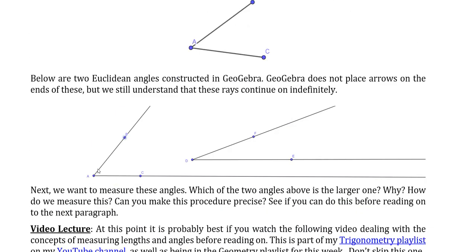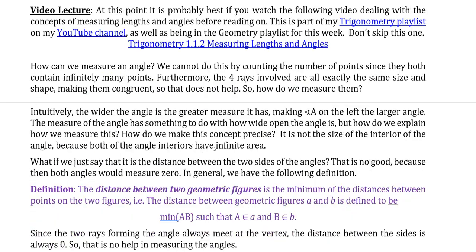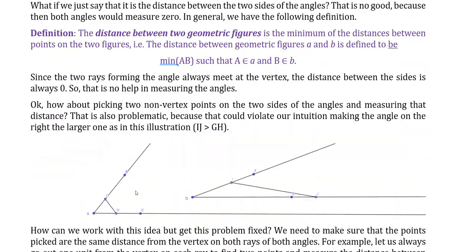But here we notice that ray AB and ray AC have a common point in A, so the distance between those two rays is 0 every time. Same way here, ray DF and DE, the distance is 0. So that is absolutely no good for measuring. So then we say, okay, how about we find 2 points on the rays in measuring? Well, that's problematic too because, for example, this one is longer here than the one here. So we want to try to get maybe a different way to do that.